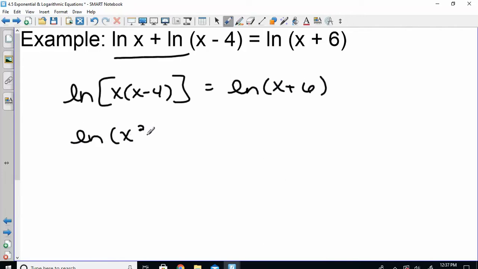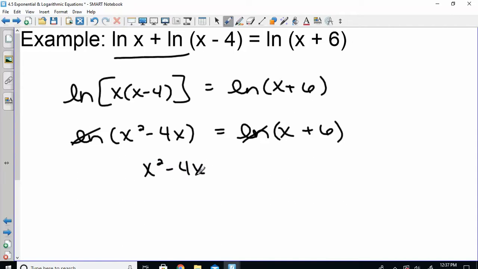So we get the natural log of x squared minus 4x equals the natural log of x plus 6. Now in the others we changed it to exponential. Can't you just drop the natural log? Yes, since I have one log on each side, just like when we did those exponentials where it was like 3 to the x equals 3 to the 5th, we could drop that 3 because it was the same base. Since I have the same log on each side, I can drop those. It's a quadratic, so we have to set it equal to 0. So subtract over the x, subtract over the 6.